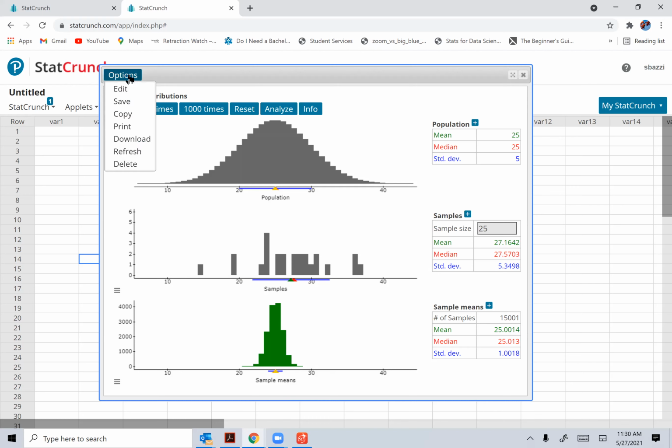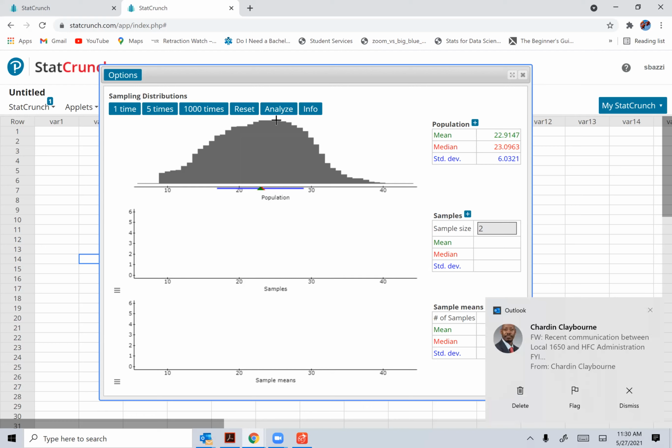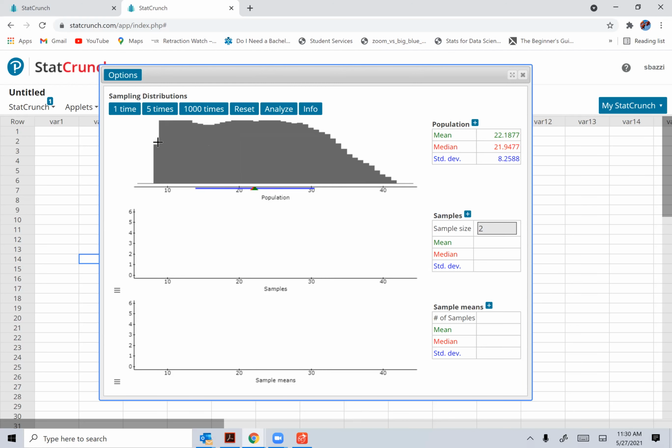Now, I'm just going to refresh this one, and I'm going to change it and make it a skewed distribution. Okay, let's see. All right. You can see, guys, this is a skewed distribution. It's not a bell-shaped distribution anymore. So I'm going to pick samples of size 36 here, and I'm going to do this 1,000 times.